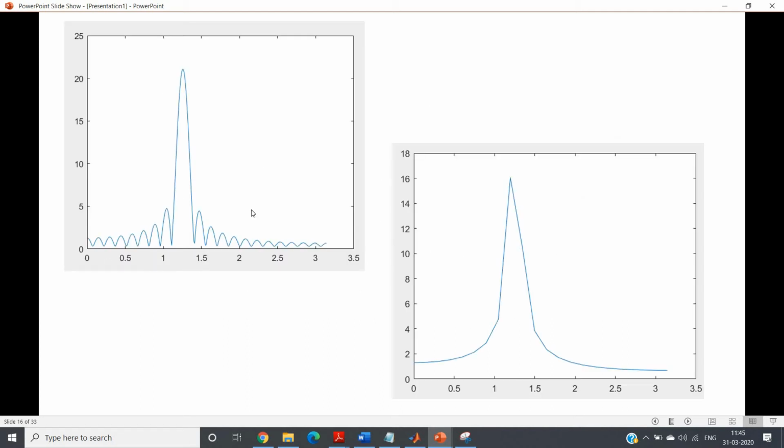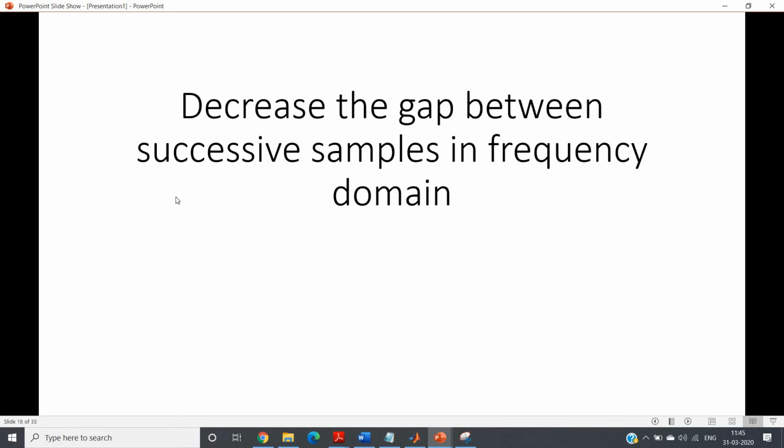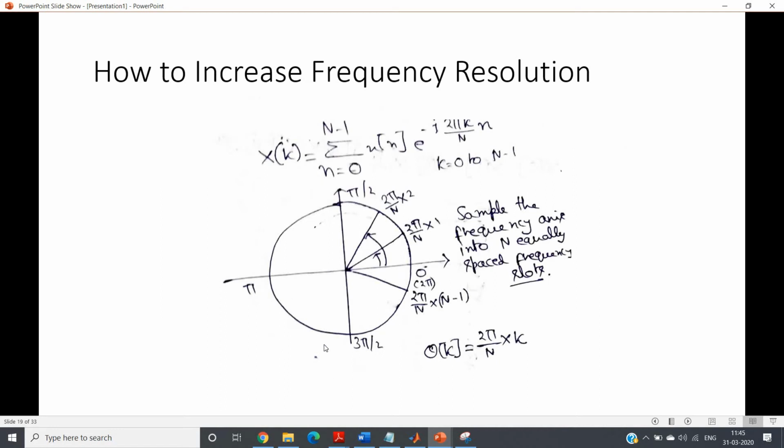As we have seen, this is our original F of omega, but we are getting this one, which is erroneous, right? So what is the remedy? Decrease the gap between successive samples in the frequency domain. And you know how you compute the DFT; we have seen the physical interpretation.